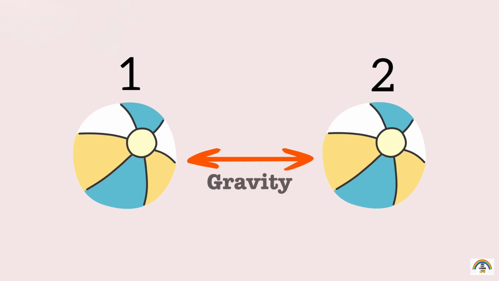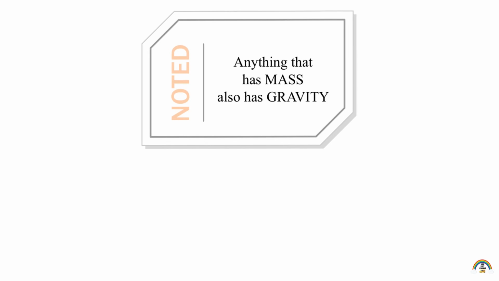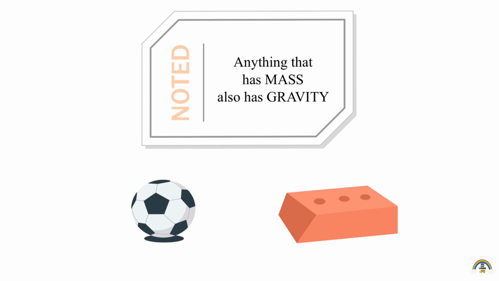In front of you, you can see two balls. Both these balls are pulling each other. The first ball is pulling the second ball, and the second ball is pulling the first ball towards itself. This is because of the gravitational force between the two objects. We can say that gravity is an attractive force between any two masses. So anything that has mass also has gravity. Like this football here and this piece of block, both of them have mass and hence also have gravity. However, objects with more mass have more gravity.